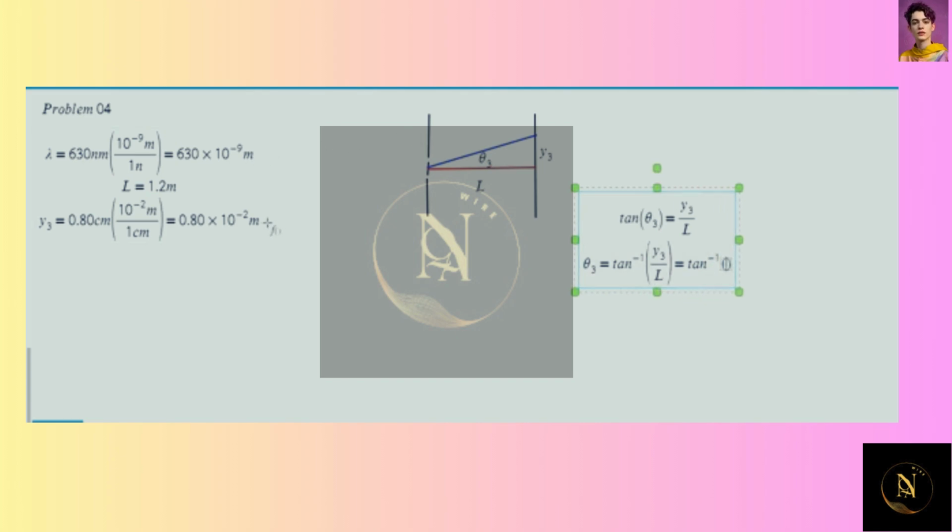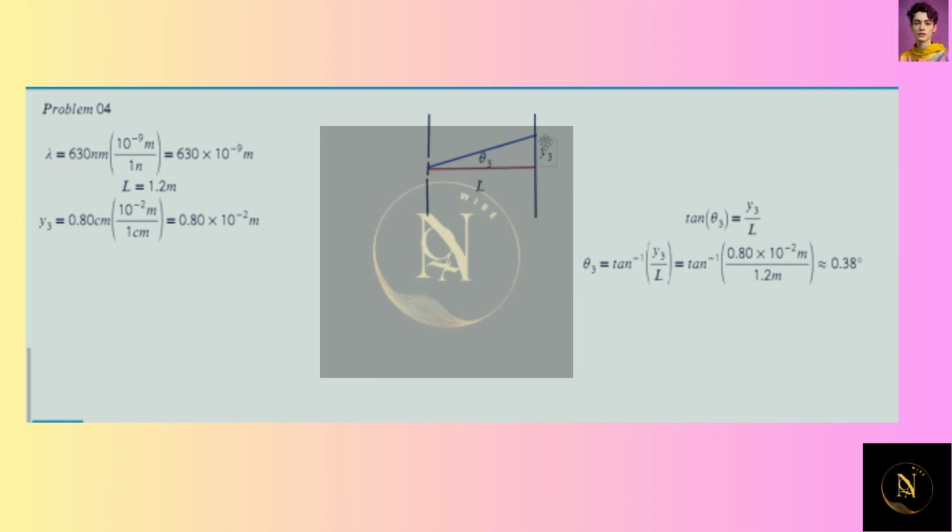So y sub 3, here it is in meters, and we also need the length, capital L, which is also in meters, so that's just 1.2 meters. Okay, let's plug this into our calculator and see what we get. We get approximately 0.38 degrees. So this is an angle less than 1, so it's a small angle, so small angle approximations are valid in this case.